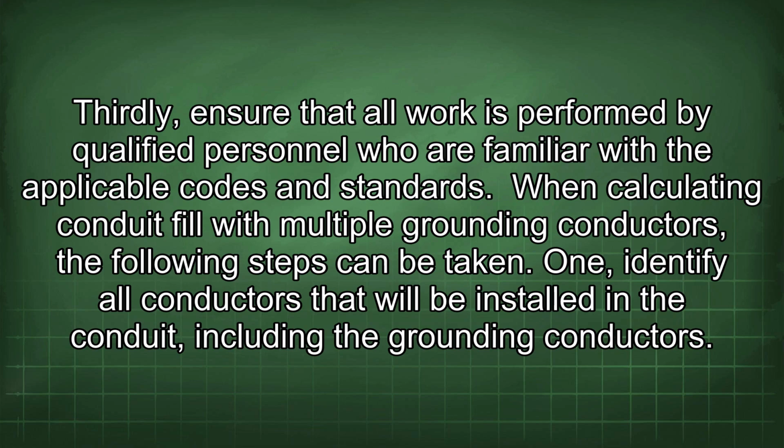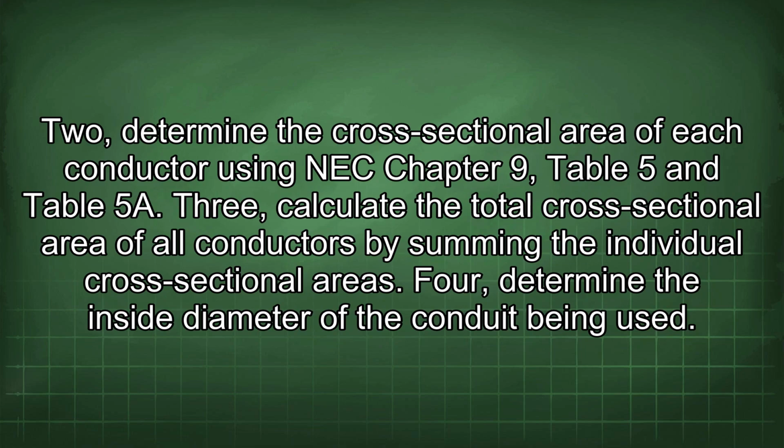When calculating conduit fill with multiple grounding conductors, the following steps can be taken. 1. Identify all conductors that will be installed in the conduit, including the grounding conductors. 2. Determine the cross-sectional area of each conductor using NEC Chapter 9, Table 5 and Table 5A. 3. Calculate the total cross-sectional area of all conductors by summing the individual cross-sectional areas.